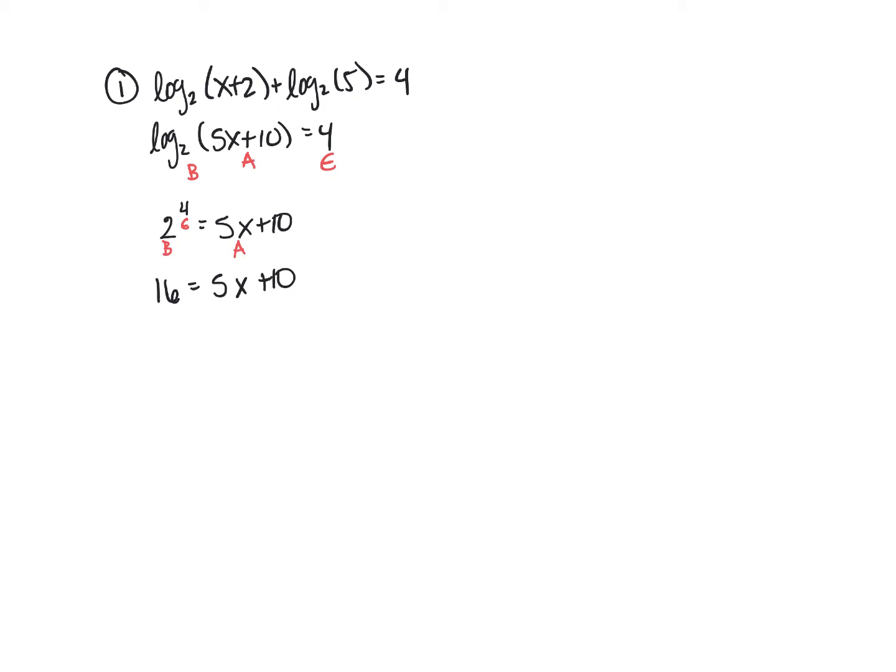I'm going to subtract 10 on both sides and get 6 is equal to 5x, and then divide both sides by 5 and get x is equal to 6/5, or 1.2. That is acceptable as well.